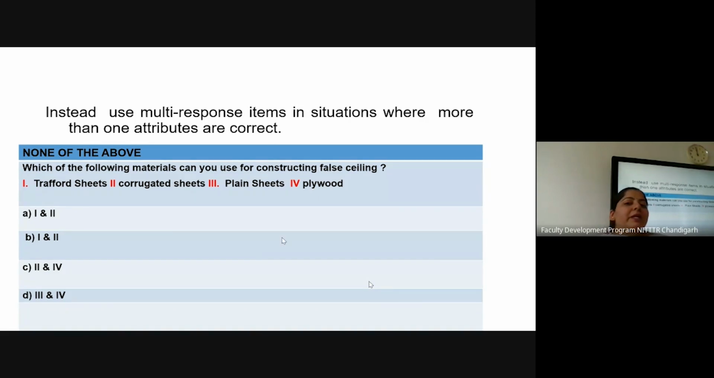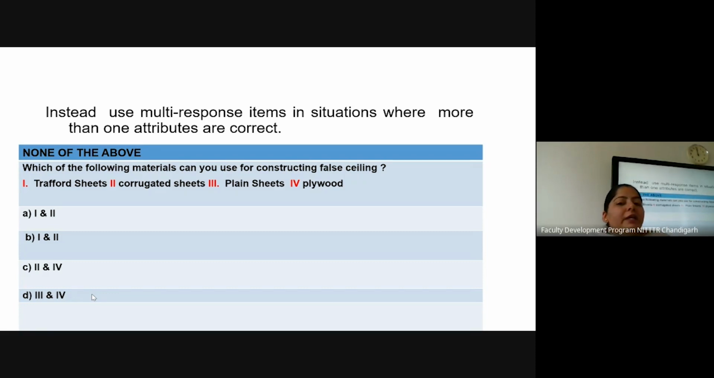Which of the following materials can be used for constructing a false ceiling? So the statement can be 1 and 2, 1 and 3, 2 and 4, 3 and 4. So in that manner also, if the options are not much available, the teacher can design combinations of the different options and ask it in a question paper. Yes sir, yes, it is allowed nowadays. These are basically called assertion type questions.